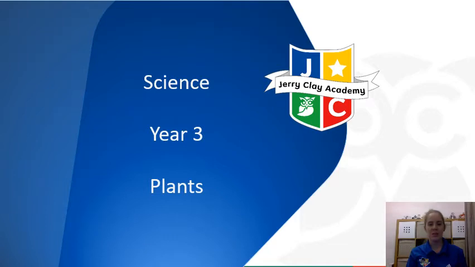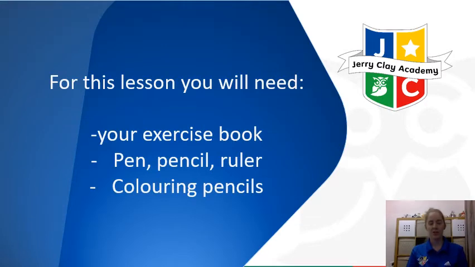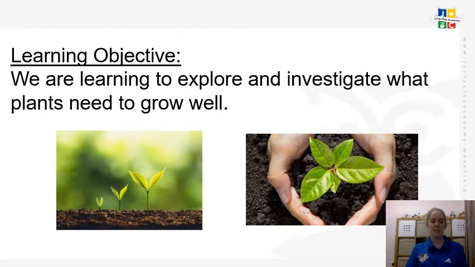Well done for completing last week's lesson on types of plants, and this week I'm going to move on to ideal conditions for plants to grow. So for this lesson you're going to need your exercise book, a pen or pencil and a ruler, and you might need some colouring pencils. So in today's lesson we are going to learn to explore and investigate what plants need to grow well.